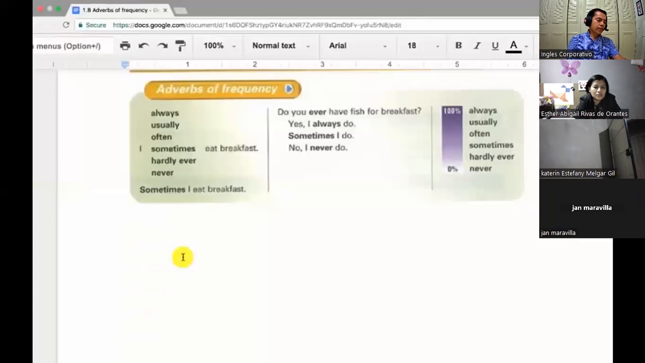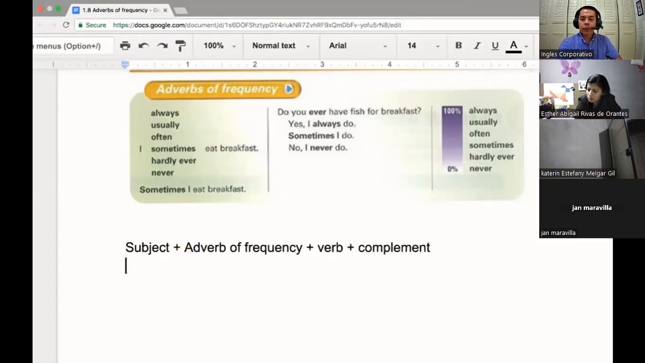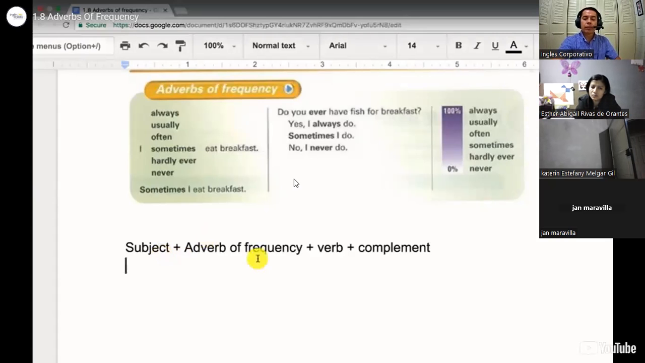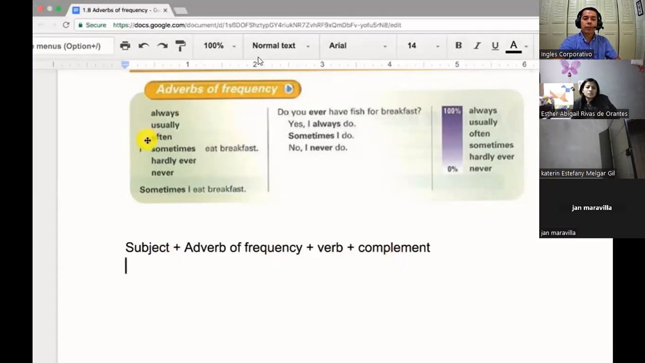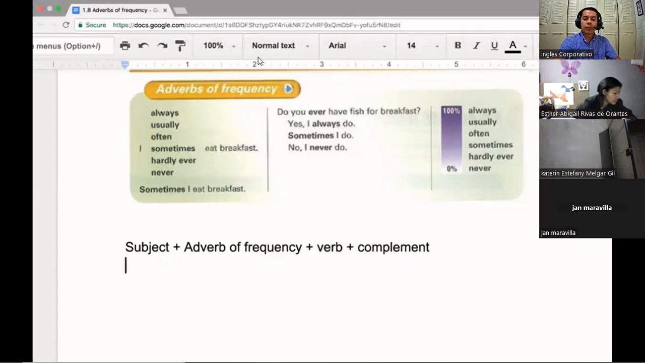Next, I would like to explain how to use them and in which order to use them. Typically, we will use adverbs of frequency after the pronoun or subject. We can follow this formula. Subject plus adverb of frequency plus the verb plus some kind of complement. Let's analyze a couple of examples. I always eat breakfast. The subject is I. The adverb of frequency is always. The verb is eat, and the complement is breakfast.